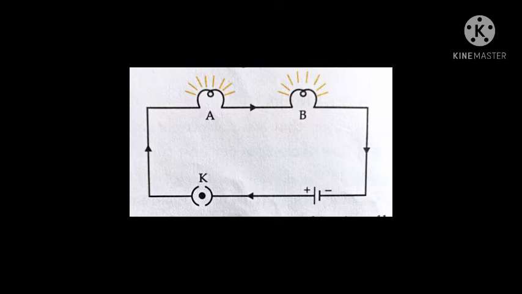When one appliance goes out of order, the other appliance also stops working. It is because the circuit stands open at the point where the first appliance goes out of order. Thus appliances connected in series combination are dependent on one another. It means when one appliance stops working, then the other appliance will also stop working.